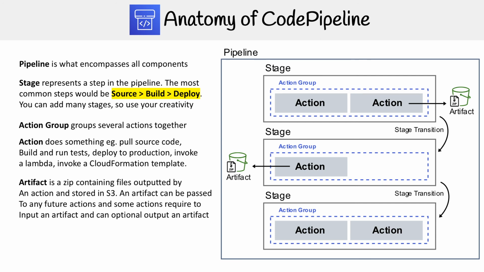But some actions require an input from an artifact or maybe a source, and generally they have an optional output for an artifact. So you don't have to output one, but you definitely can. And the last thing are stage transitions, and this is what links the stages of a pipeline to the next one. So those are all our components, so let's move forward.